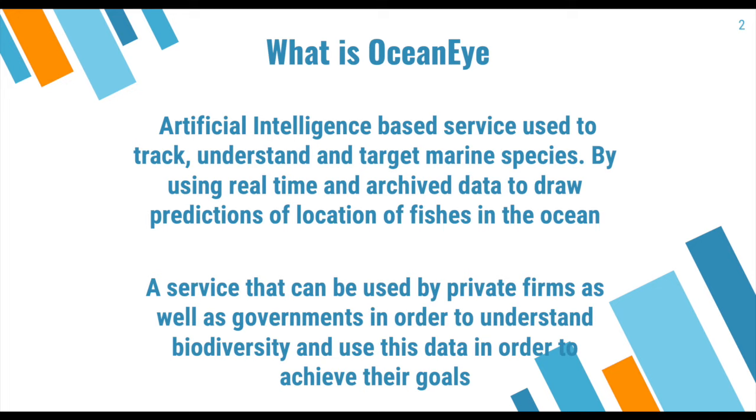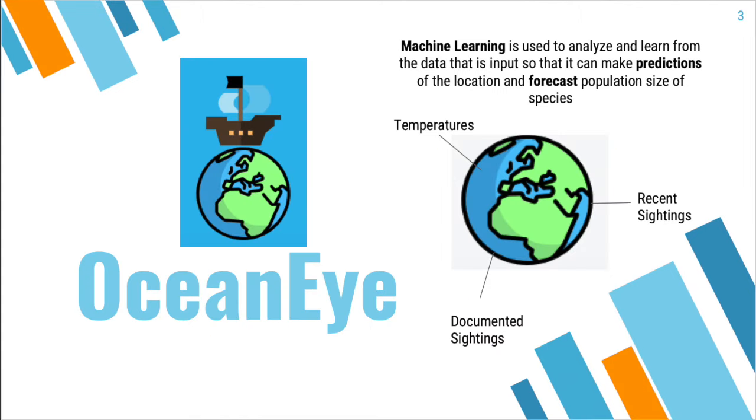So, what is OceanEye? It is an artificial intelligence-based service used to track, understand, and target marine species by using real-time and archived data to draw predictions of the location of fishes in the ocean. So, how does OceanEye work?